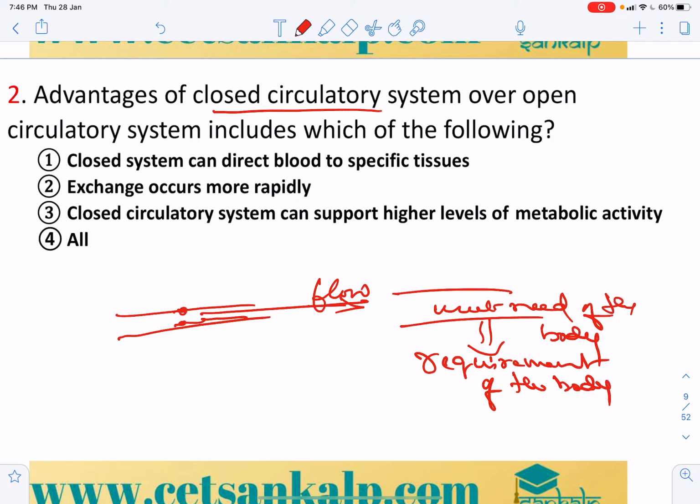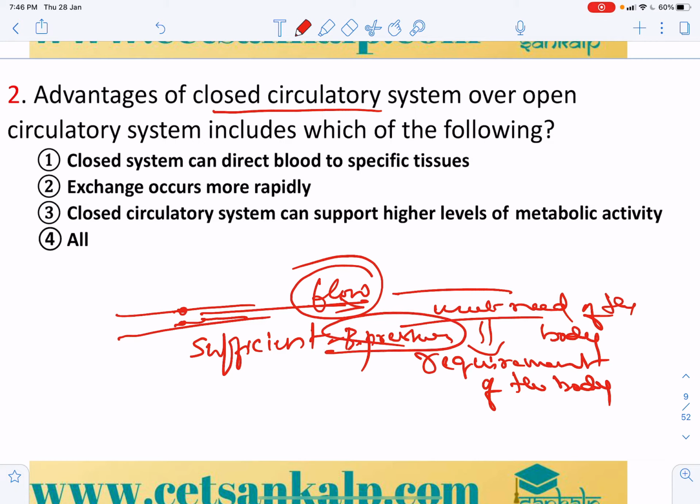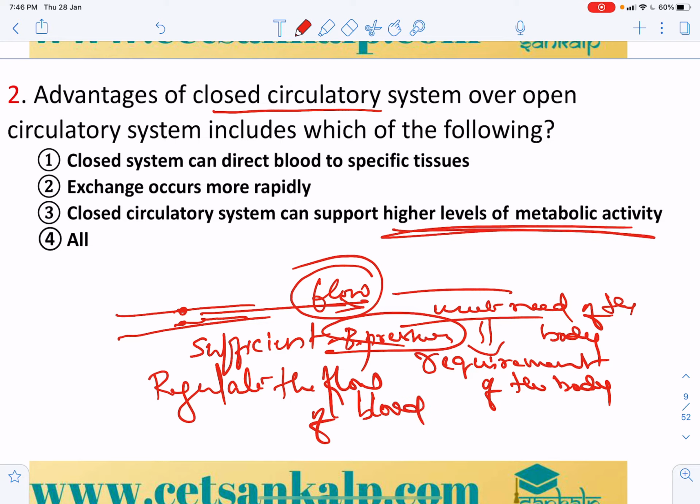And one more thing here we can say: the closed circulatory system mainly helps generate sufficient BP, right? That is what I mentioned, that flow will be faster because it generates sufficient blood pressure because of those vessels. It generates sufficient blood pressure and regulates the flow of blood. These blood vessels regulate the flow of blood so that they can easily meet the need, and can support higher levels of metabolic activity.